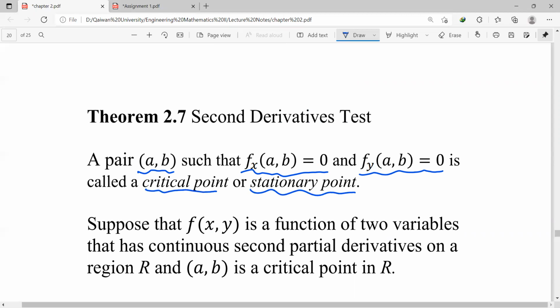If at a point both partial derivatives are 0, then we say the point is called a critical point or stationary point. So at this point, f sub x is 0 and f sub y is 0. If both are 0, then we say this point is called a critical point or stationary point.